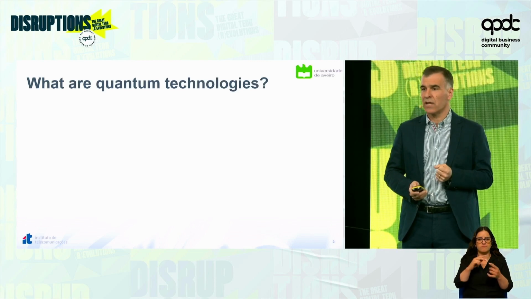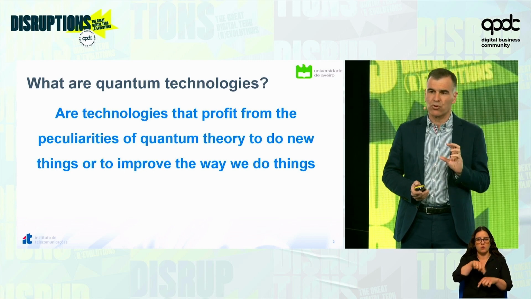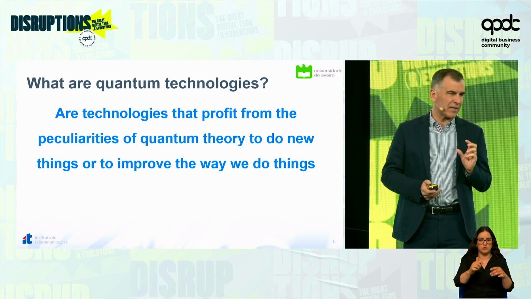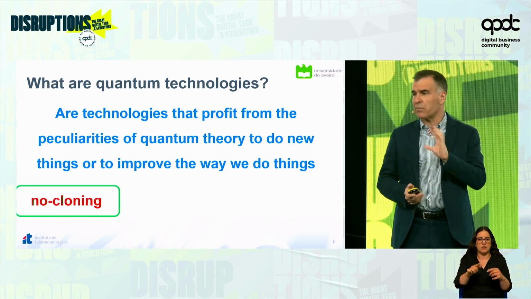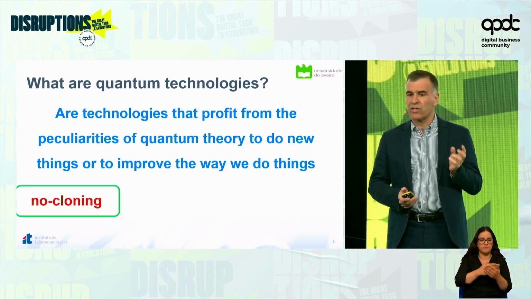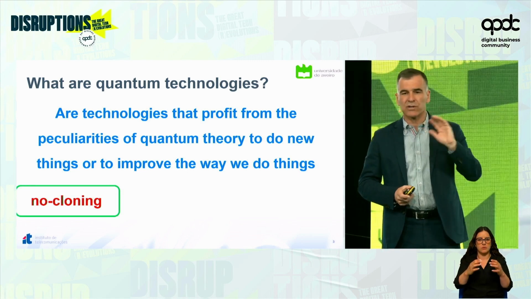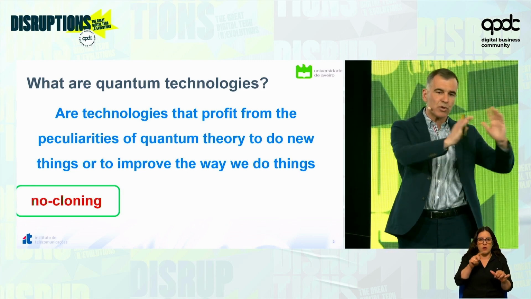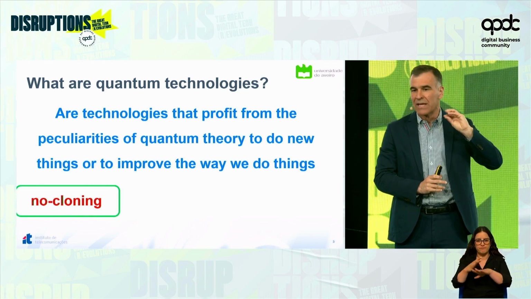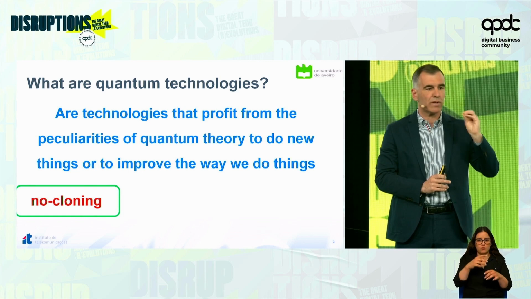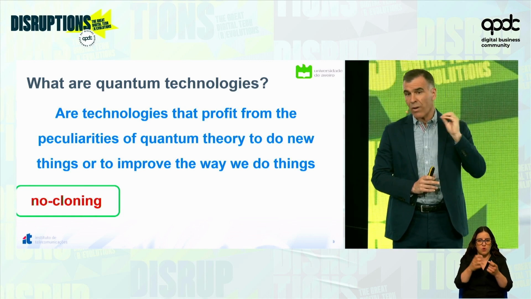Now, what are quantum technologies? These are technologies in which we manipulate quantum states, and we want to take profit of the peculiarities of quantum theory. I'm speaking about non-cloning. What are quantum systems? Picking up a light impulse, we break it into light particles. And for us, these are quantum systems. That is what we manipulate: particles.